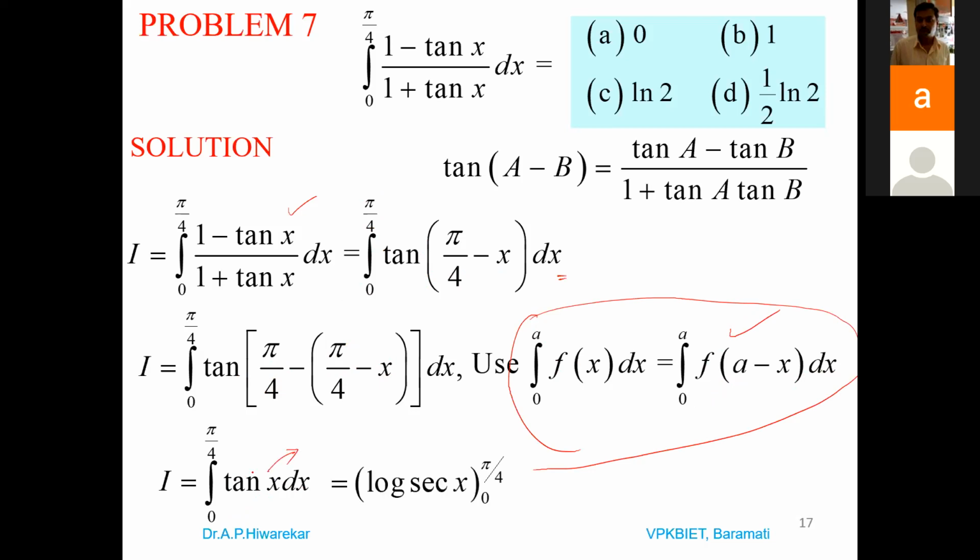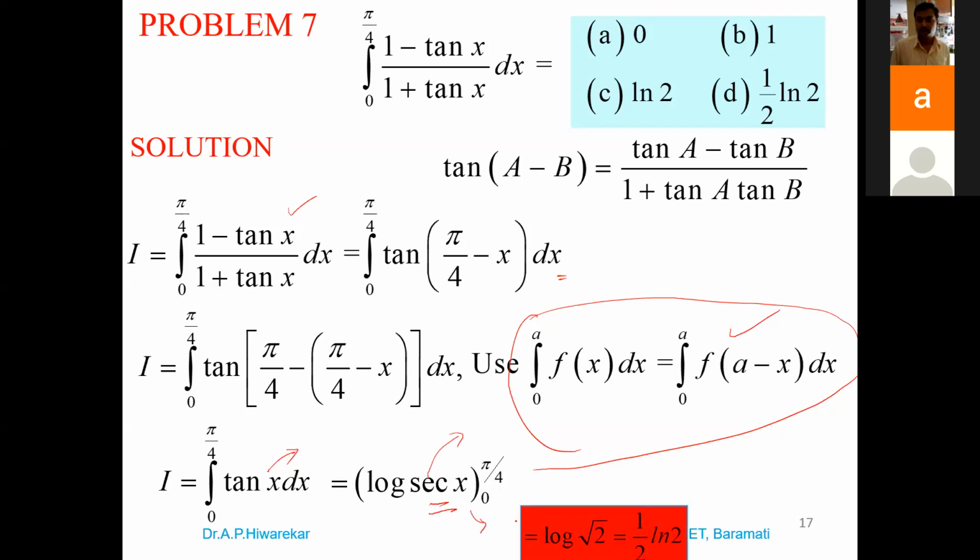And what is integration of tan x? It is log of sec x. So integration of tan x is log of sec x, with limits 0 to pi by 4. We know that tan of pi by 4 is 1. What is sec of pi by 4? Sec means 1 by cos, and cos of pi by 4 is 1 by root 2. So for the upper limit, sec is root 2.